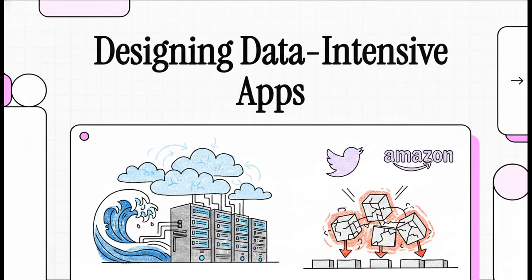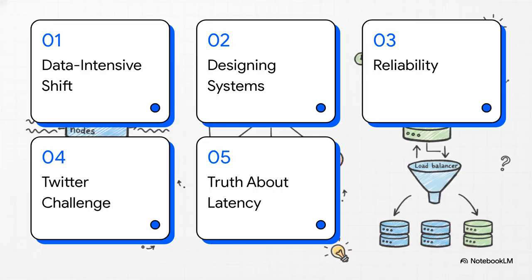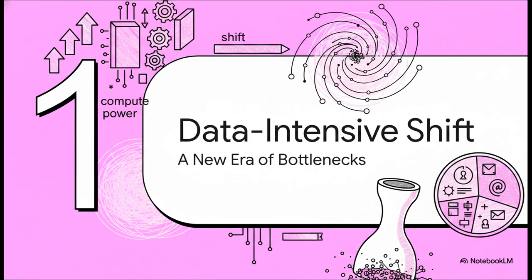Today, we're diving into the masterclass principles of designing data-intensive applications and looking at exactly how the best engineering teams in the world keep their systems from simply collapsing under their own weight. Okay, let's take a quick look at the roadmap for today. We'll kick things off with the data-intensive shift, then move into designing the data system. From there, we'll unpack reliability, tackle scalability through a fascinating real-world challenge from Twitter, and finally, uncover the truth about latency.